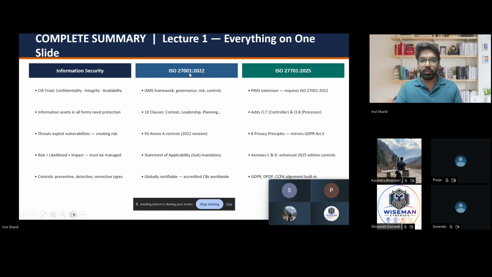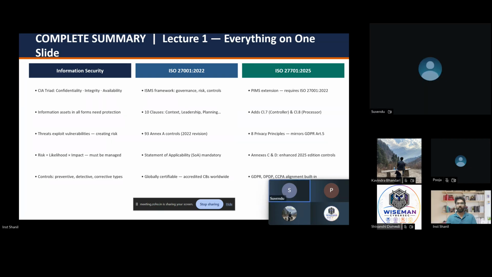For ISO 27001, the statement of applicability is a very mandatory document. What is a statement of applicability? Anyone? I think in one of the previous slides you covered that. Yes, we discussed this in great detail.